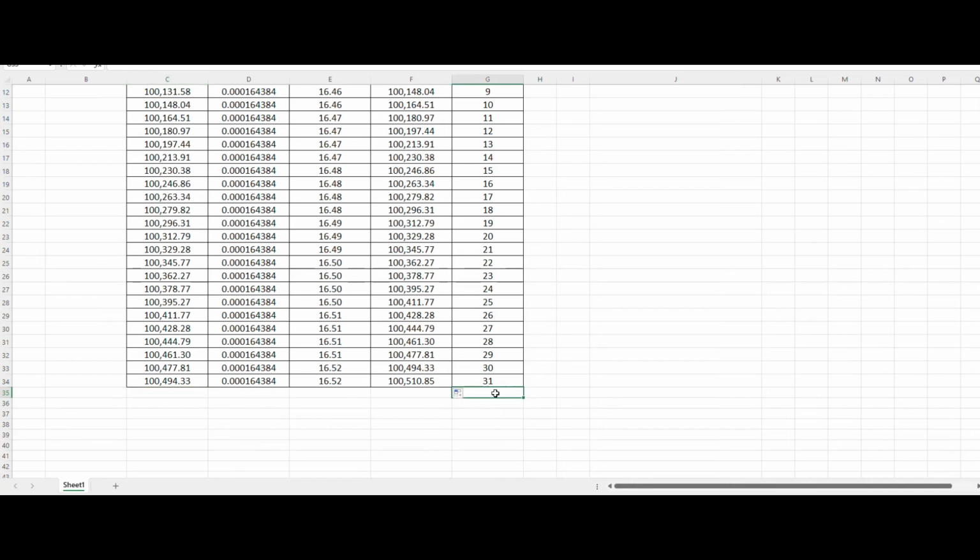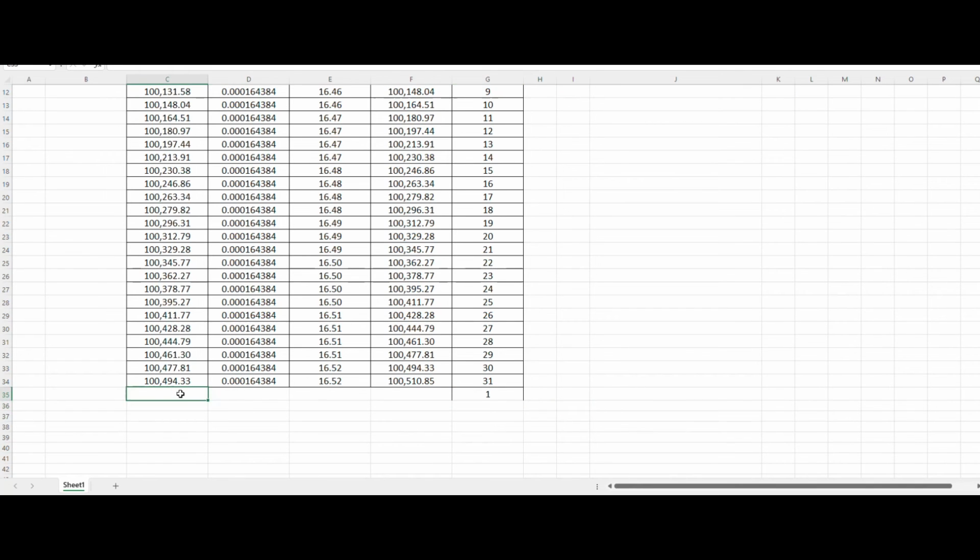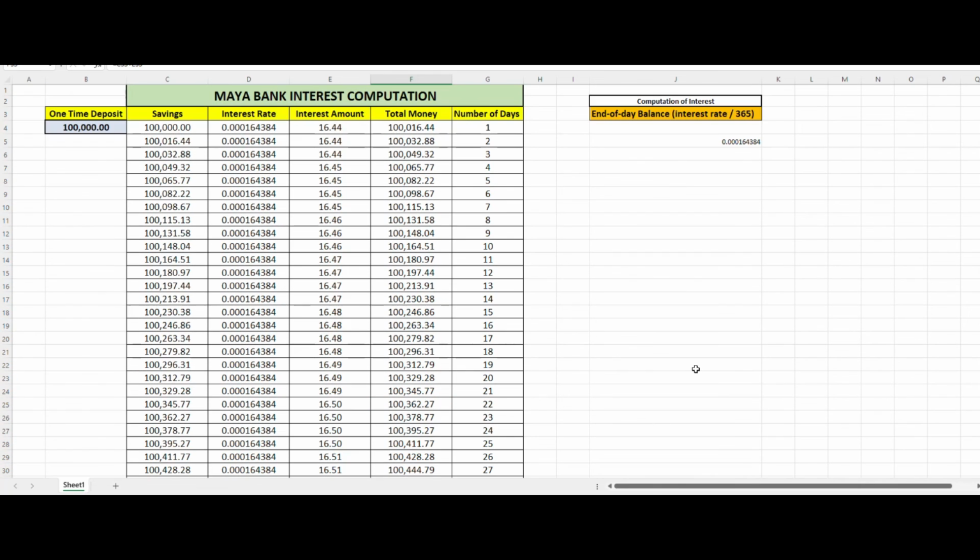So this is day 1 for the second month, and your new savings is 100,510.85 pesos. Then again, the same interest rate. To solve for the interest amount, the savings times the interest rate. So the interest is 16.52 and the new total amount is 100,527.37. So this is the movement of your money in Imaya Bank savings account.